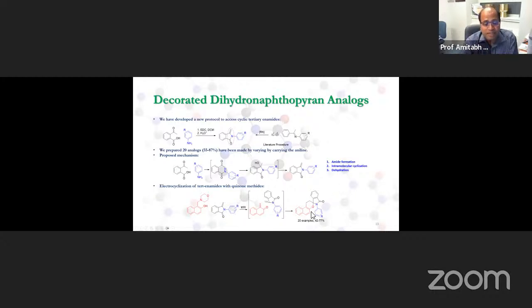Now, if you look at the complexity of this product, we have a naphthopyran ring, we have an isoindolinone ring, and there is a spiro linkage between the two. And there is one chiral center in the molecule. So in this microwave reaction, there were two steps happening: deamination to the quinone methide and the hetero-Diels-Alder reaction to give the cyclization. So we have finished this project, and we have obtained most of the data, and we are in the process of writing the manuscript on this one.